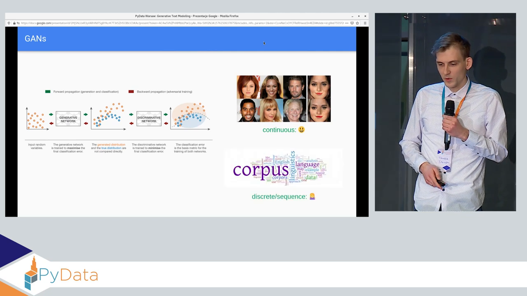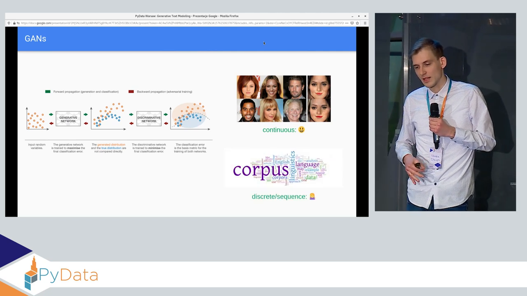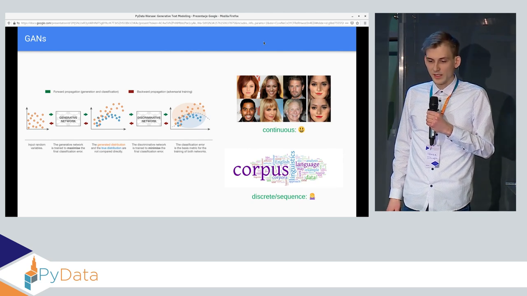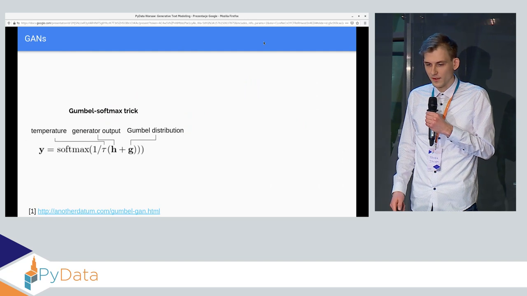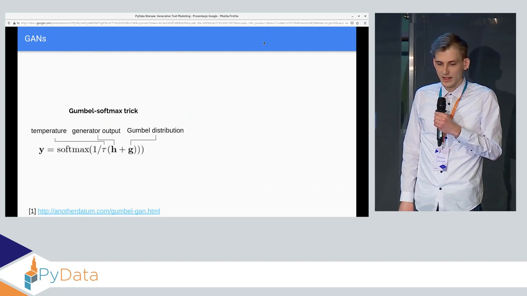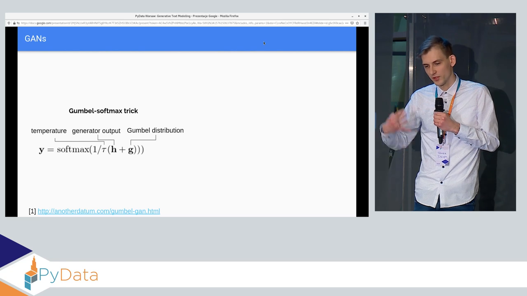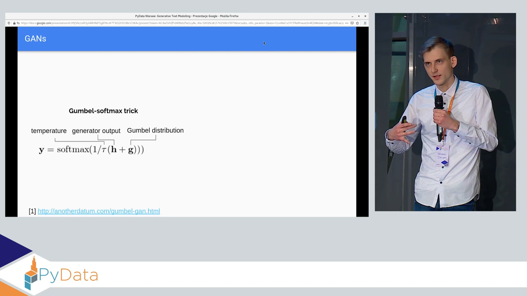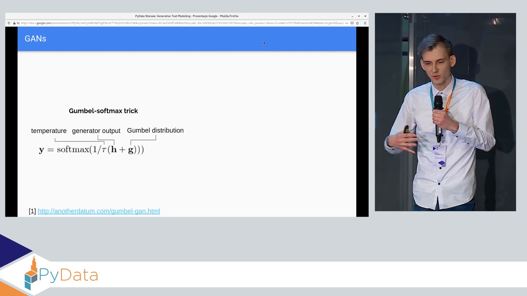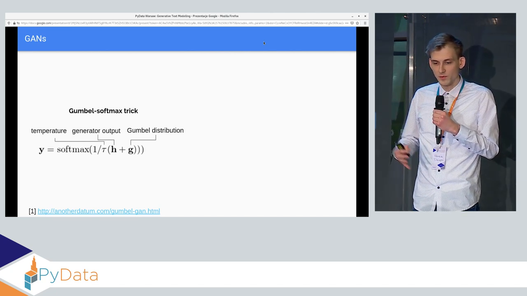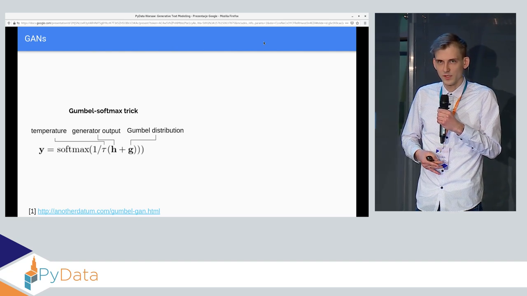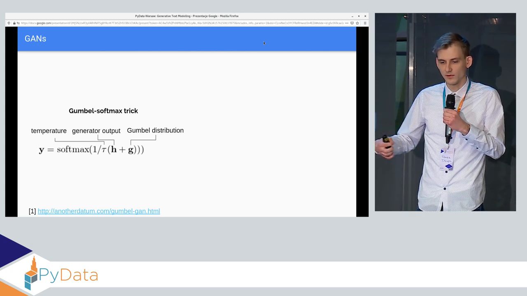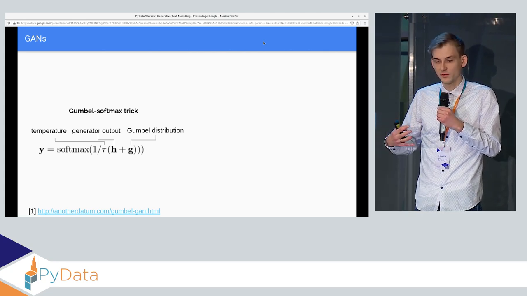So how do you work with discrete data, for example, a sequence of characters or tokens? Basically two approaches that I just wanted to mention. The first one is called the Gumbel softmax trick. If you imagine that the generator output is a vector sized as the vocabulary, and it outputs the probability of the next word, if we want to backpropagate through it, we can't really just pick the max probability and pass it to the discriminator. We need to sample somehow from it.